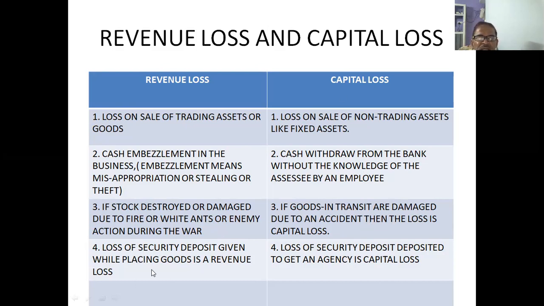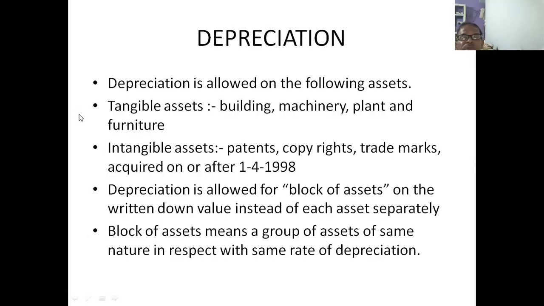Okay. Similarly, loss of security deposit given while placing goods is a revenue loss, whereas loss of security deposit given to get an agency is a capital loss. Okay, there are different examples of revenue loss and capital loss.